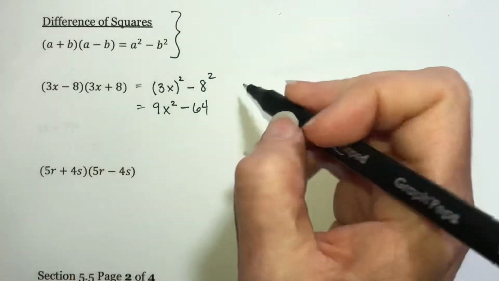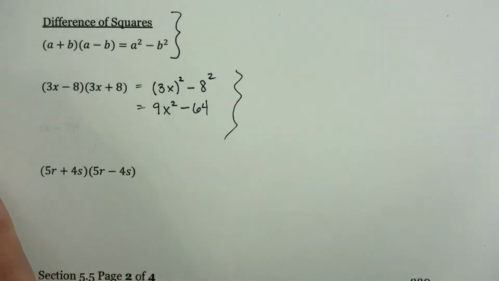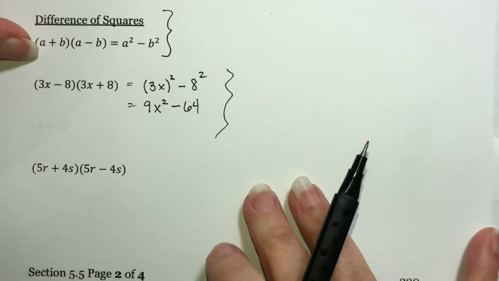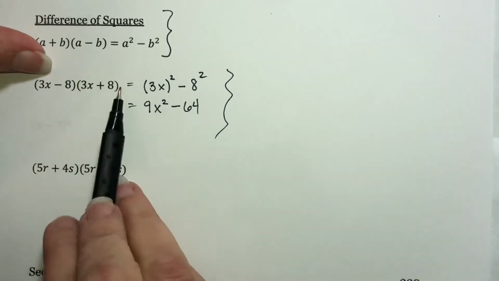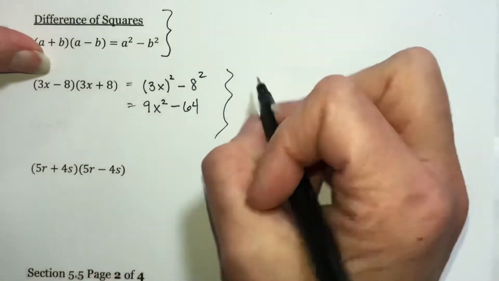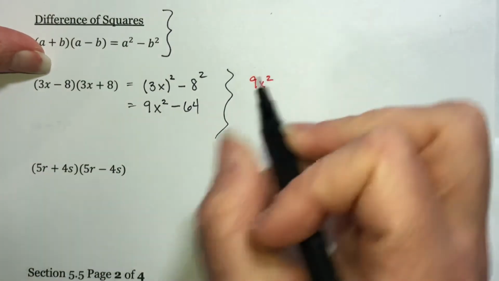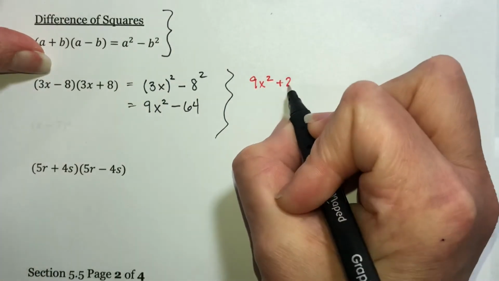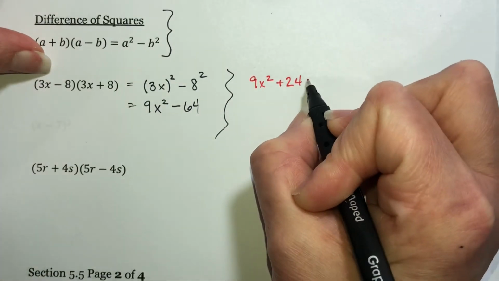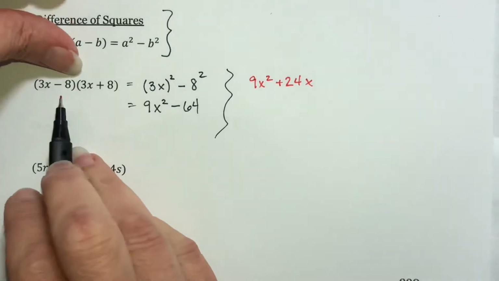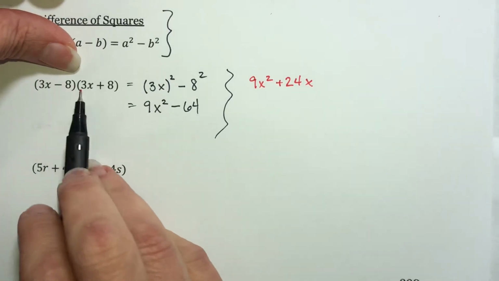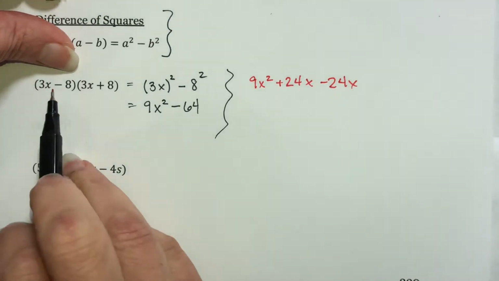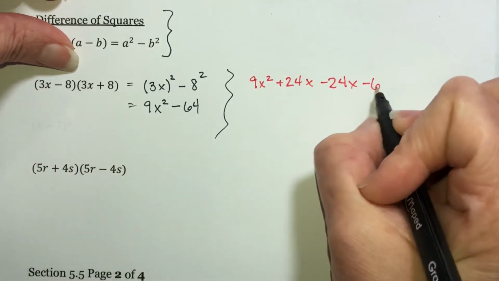Okay? Now, if you want to see what's happening here, why we get to use this, let's multiply this out the way we did before. I distribute this 3x through here. 3x times 3x is 9x squared. 3x times 8 is plus 24x. Okay, now let's distribute the negative 8. Negative 8 times 3x is going to be minus 24x. Minus 8 times 8 is minus 64.